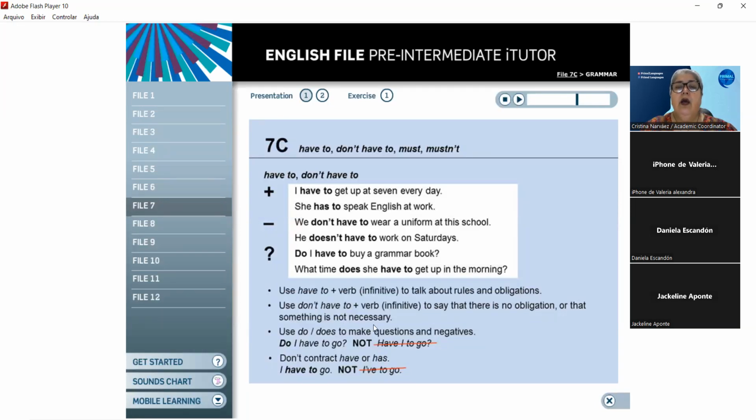Okay? So affirmative is obligation. Negative is not necessary. Not that it's not an obligation, it's not necessary. O sea, en la forma negativa tiene un sentido diferente. Okay?